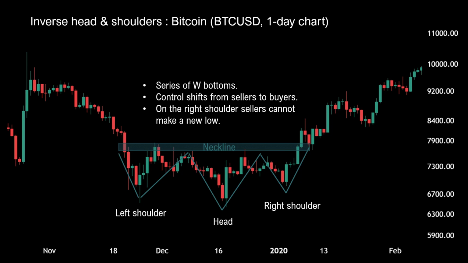Finally, the price breaks the neckline and closes above it, and that's the final confirmation that sellers have lost their control. Also notice here how the price retests the neckline a few days later. That would have been a safer trade since price tends to bounce at support more often than not, and you could have set your stop loss closer to your entry price.